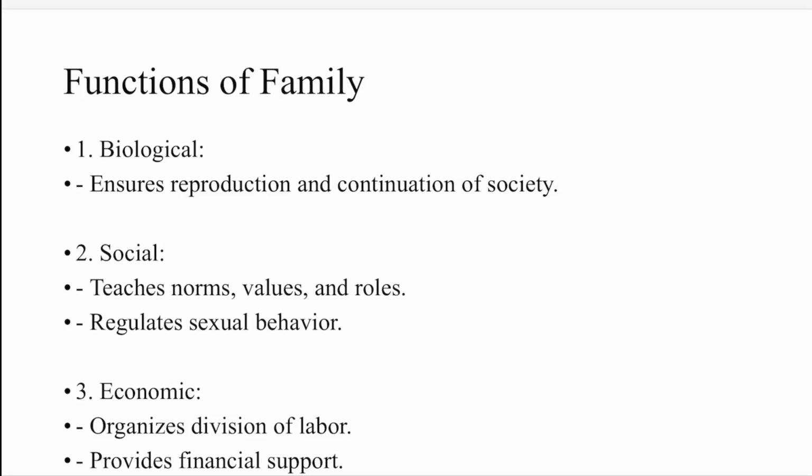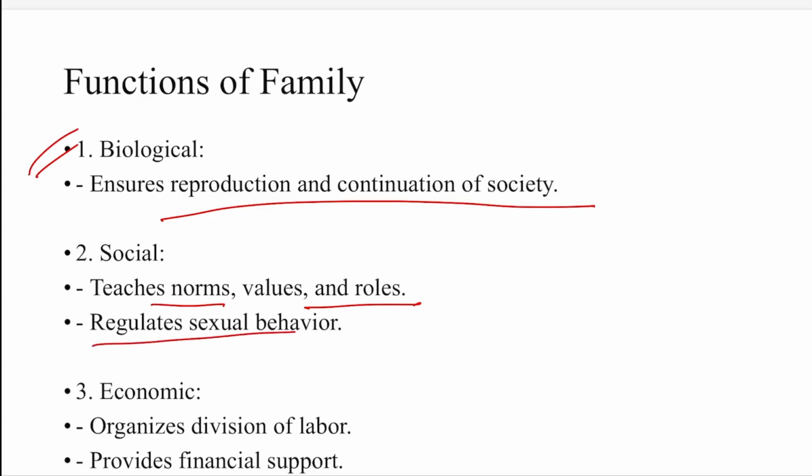Okay, so now we'll go to the functions. We already covered them, but we are repeating: the biological function ensures the reproduction and continuation of society. The social function of the family is teaching norms, values and roles, regulating sexual behavior, taboos and cults, regulating economic behavior, organizing the division of labor, and providing financial support. So these are the functions of the family.